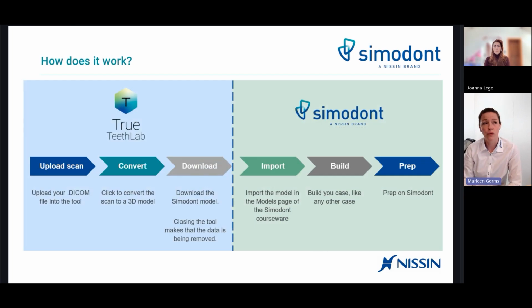So to give a short overview of how the procedure would look: technically you have your scan, your DICOM file, you upload it in TrueTeethLab, then you convert the scan with a couple clicks, and you download the Simodont model. You take that model from your computer where you're using TrueTeethLab, this could be the teacher station as well, and you import that model file directly into the Simodont courseware on the models page. From that moment on, you can build your case like you were used to with any other model in the model library. And within a couple minutes, you can start to prep the model on the Simodont.